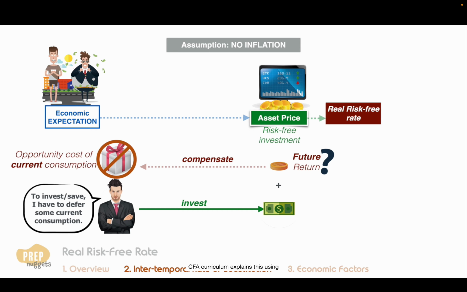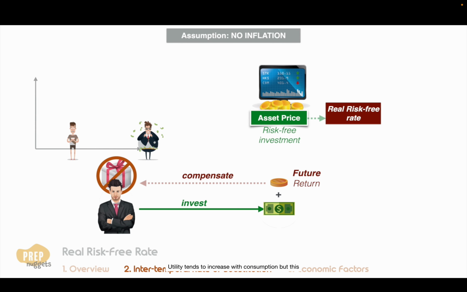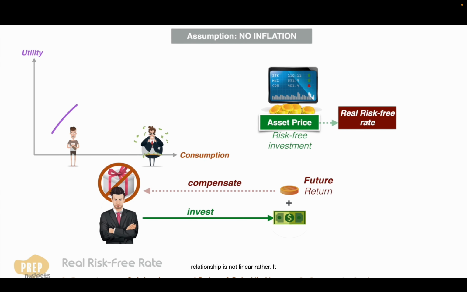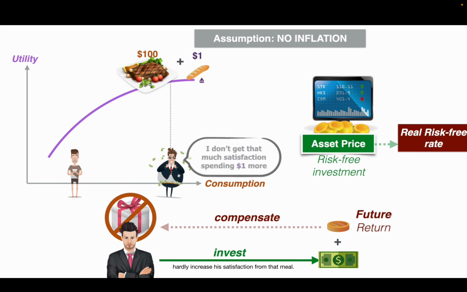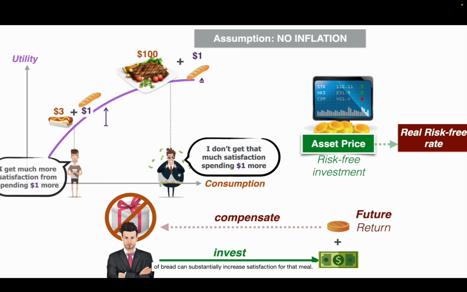The CFA curriculum explains this using utility theory. Utility tends to increase with consumption, but this relationship is not linear. Rather, it should exhibit diminishing increase in utility as consumption increases. For someone that typically spends $100 for a meal, spending an additional $1 for a piece of bread will hardly increase his satisfaction from that meal. But to someone who spends $3 on a basic meal, spending that extra $1 for a piece of bread can substantially increase satisfaction for that meal.